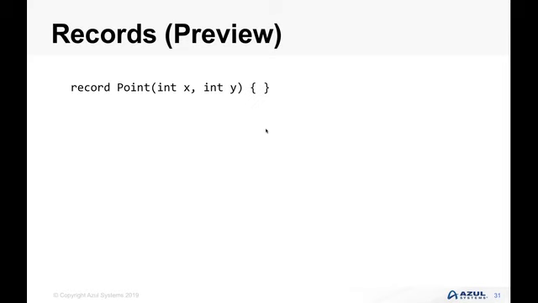In the idea of records, we specify it like this. So we say record point, int x, int y, and empty braces. The compiler will then, in effect, do all of the work for us, and it will generate all the extra code that's required so that we can treat this in exactly the same way as if we'd written it longhand and allowed us to have two values associated with the particular class.